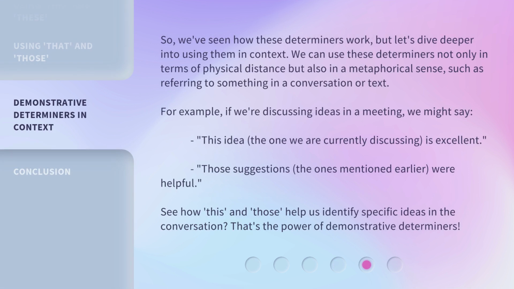So, we've seen how these determiners work, but let's dive deeper into using them in context. We can use these determiners not only in terms of physical distance but also in a metaphorical sense, such as referring to something in a conversation or text. For example, if we're discussing ideas in a meeting, we might say, "This idea, the one we are currently discussing, is excellent." Those suggestions, the ones mentioned earlier, were helpful. See how this and those help us identify specific ideas in the conversation. That's the power of demonstrative determiners.